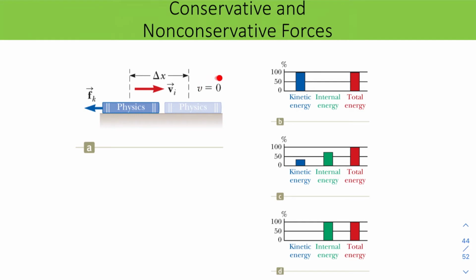Who is the one that causes the textbook to slow down and finally stop? It is the frictional force, the kinetic frictional force, due to the rough surface between the physics textbook and the floor.